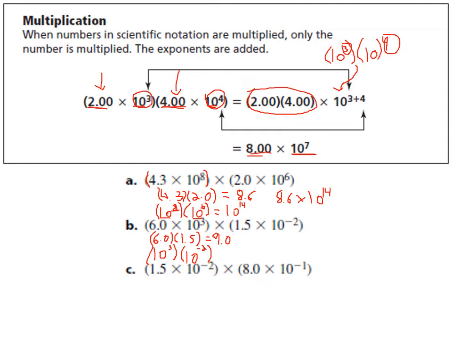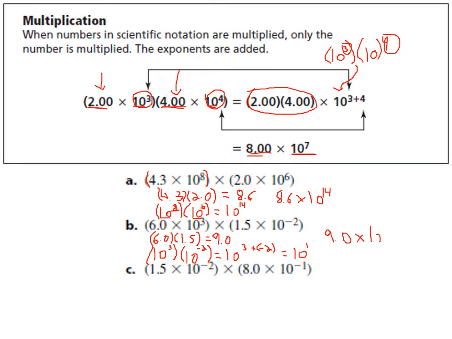And so you have to be careful here. We know this is going to be 10 to the power of 3 plus negative 2, which is like saying 3 minus 2. When you have a plus and a minus there, 3 minus 2, because you're taking away numbers from that 3 there. So it's going to be 10 to the power of 1 because you're adding a negative 2 there. So our final answer is going to be 9.0 times 10 to the power of 1.